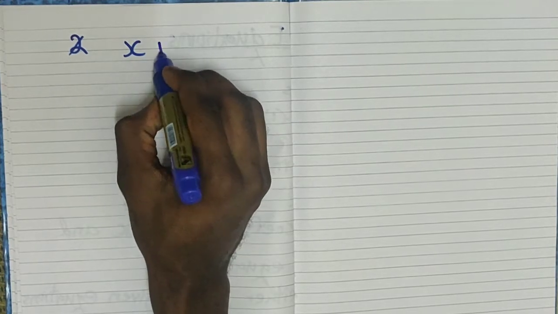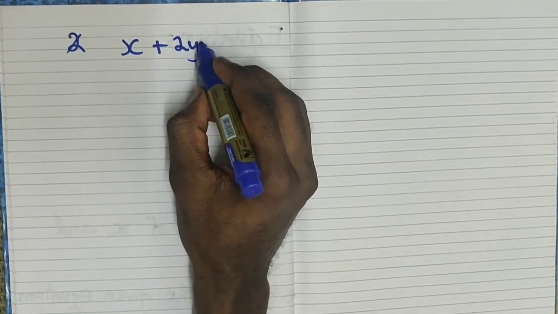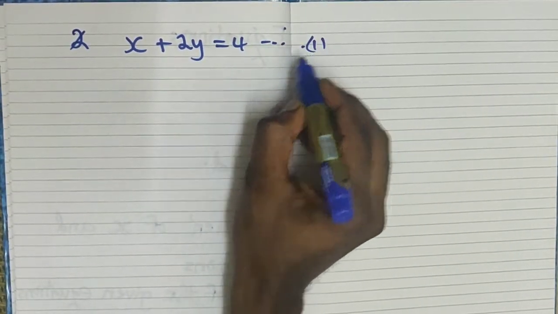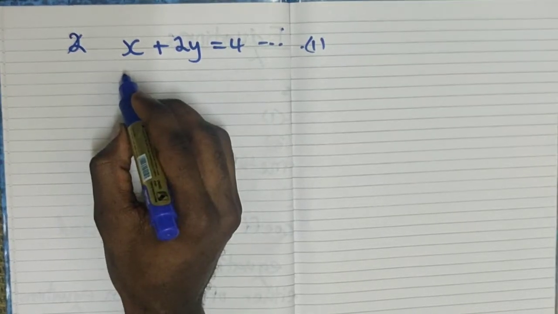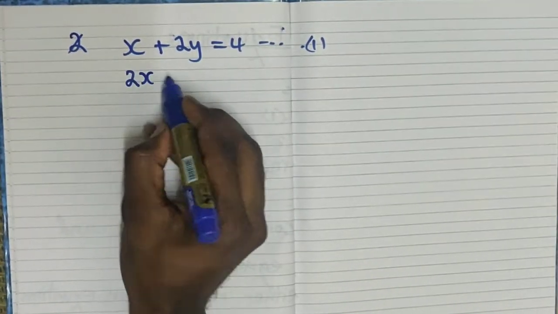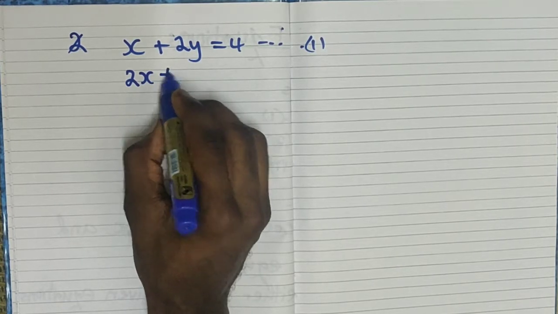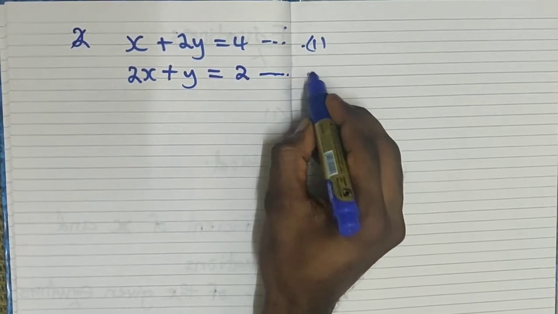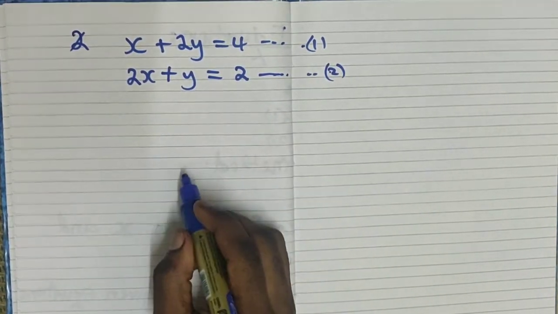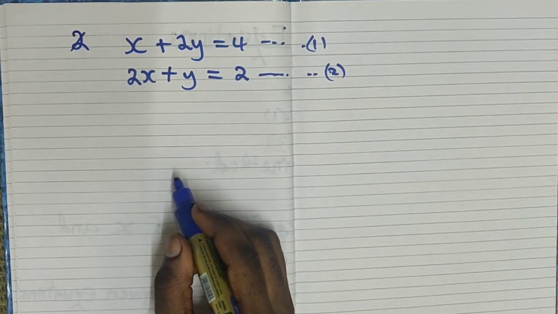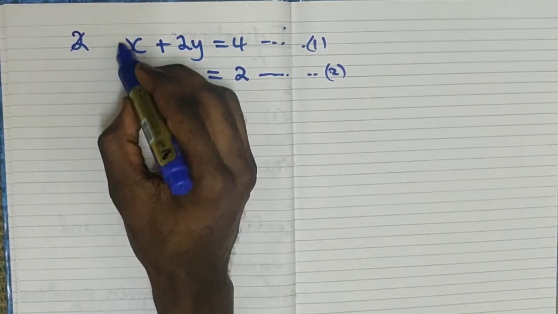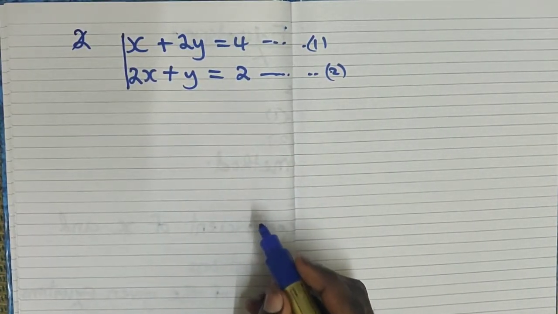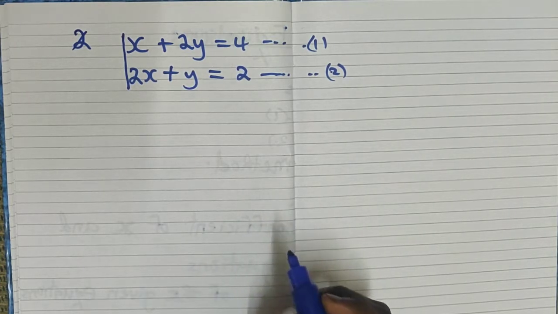x plus 2y equals 4, equation 1, and 2x plus y equals 2, equation 2. Now our first step is, let's draw our line here. We interchange the coefficient of x and multiply the equations.